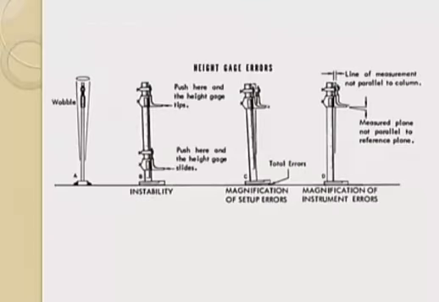You also have to be careful when using height gauges. When measuring long heights, they can wobble and create error. You can push too hard on the height gauge tips, causing it to cock, especially if you're not paying attention. If the line of measurement is not parallel to the column, or the measured plane is not parallel to the reference plane, you're going to have magnification of instrument errors.